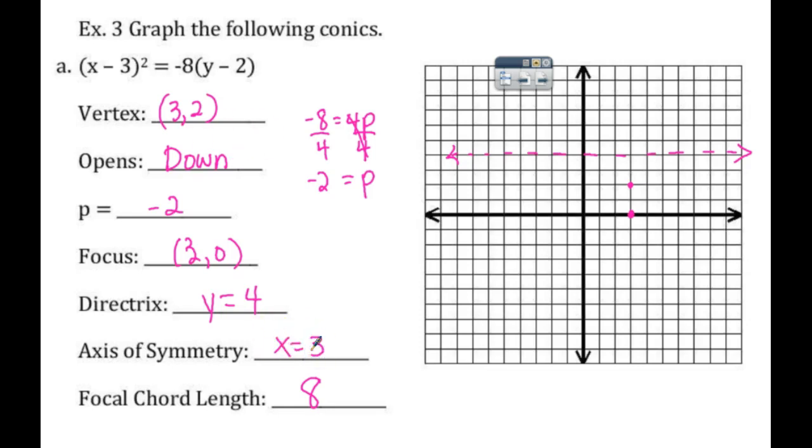And that's it. So now I need to graph it. So I'm going to take the focal chord. At the focus, it has to be 8 wide. So how many on each side? 1, 2, 3, 4. 1, 2, 3, 4. So we're good.